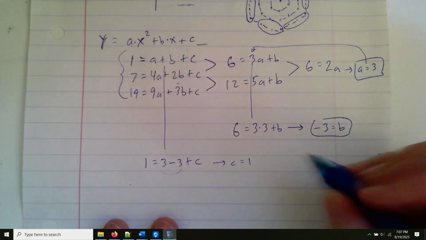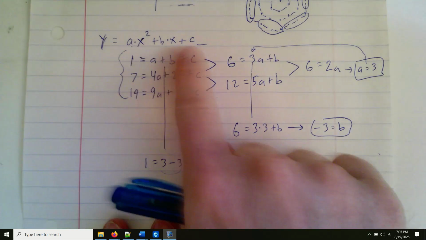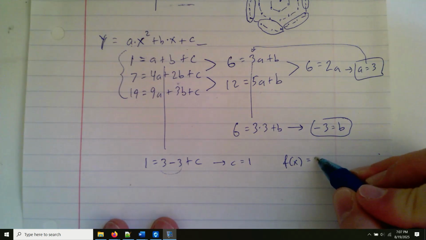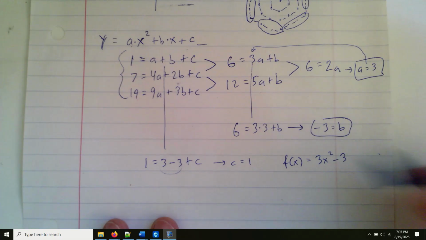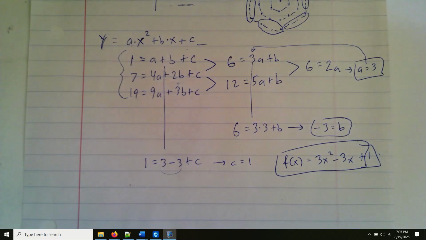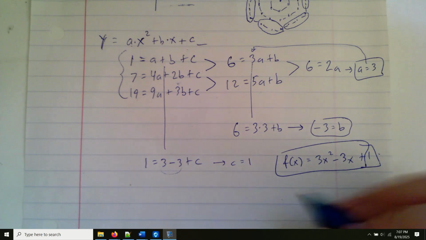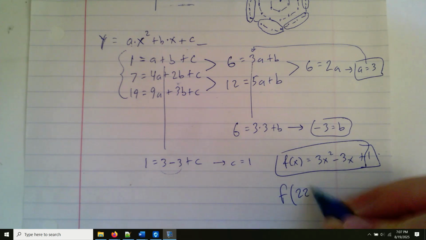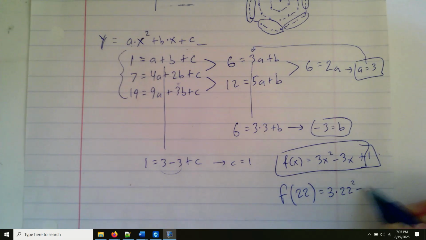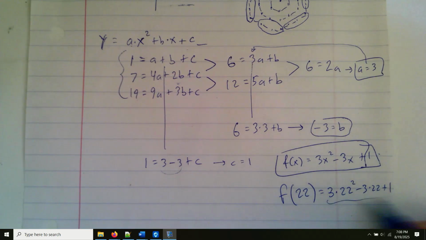So putting it all together, I now know the equation that produced my original data. The equation is 3x squared minus 3x plus 1. So if we wanted to know the answer to the original question, which was how many dots are there when there's 22 dots on a side, we'd plug in 22 for x. So it would be 3 times 22 squared minus 3 times 22 plus 1. And we'd probably break out a calculator and calculate what that is. And that's how you would do it.